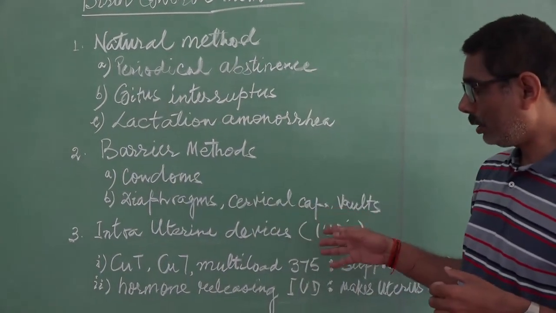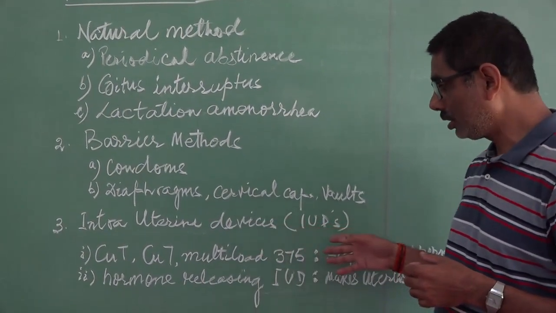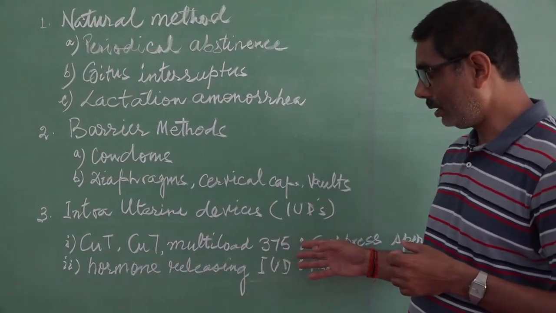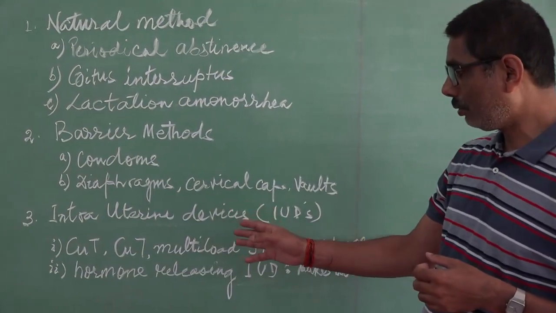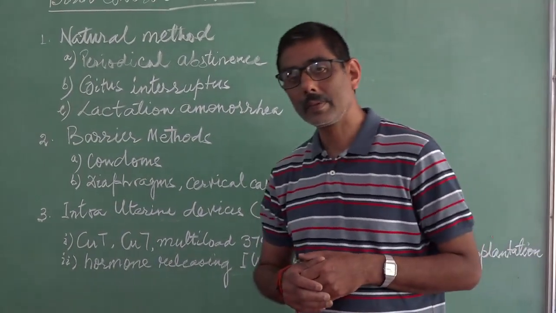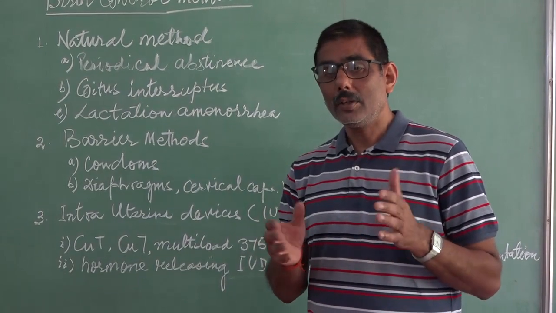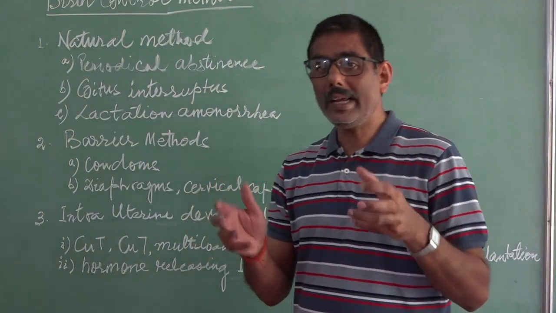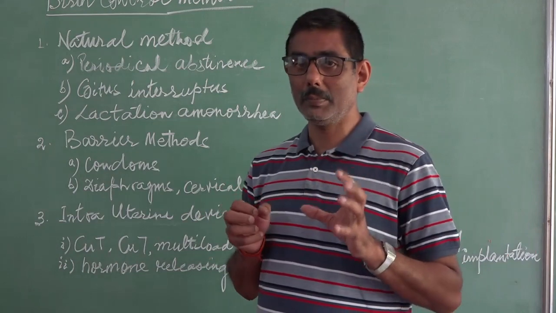Moving on, the next one, which is exclusively for the female partner, is the intrauterine devices, commonly known as IUDs. Now what is that? So the uterus is the place where implantation takes place.